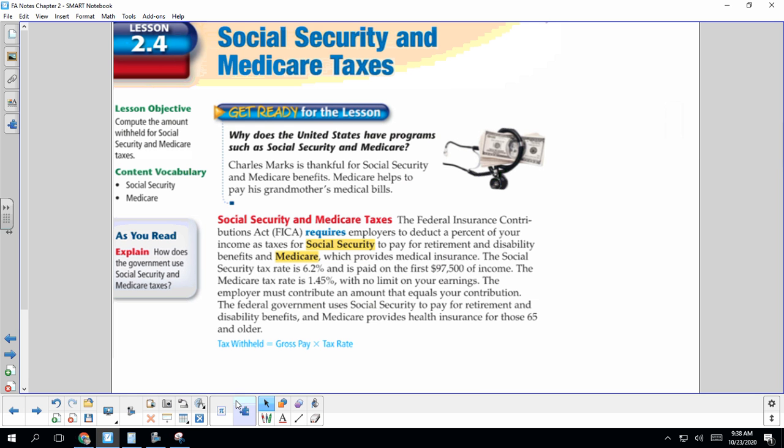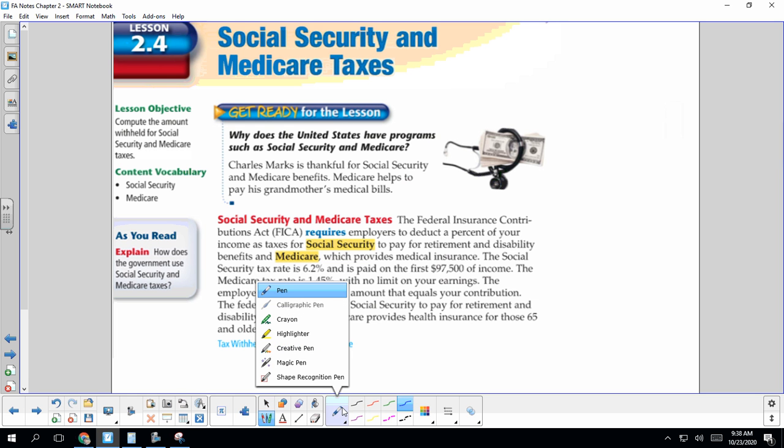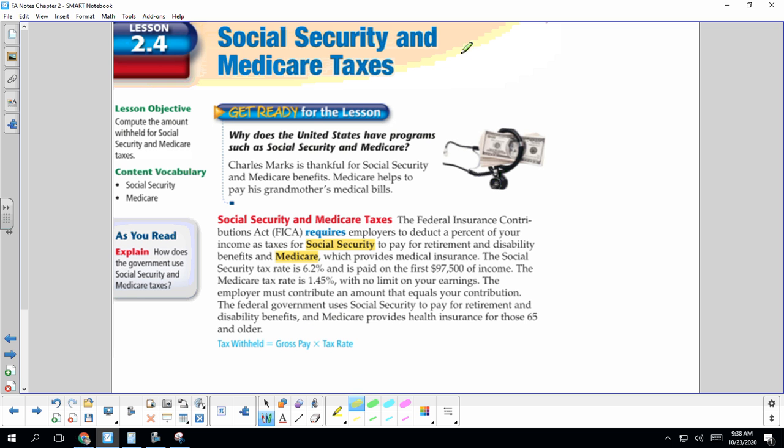Hi guys, it's Mrs. Applegarth, and we are in a deep dive with taxes. So we've got Chapter 2, Section 4. We're going to talk Social Security and Medicare taxes.